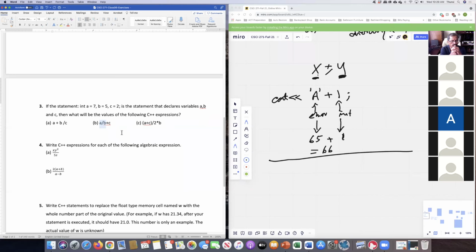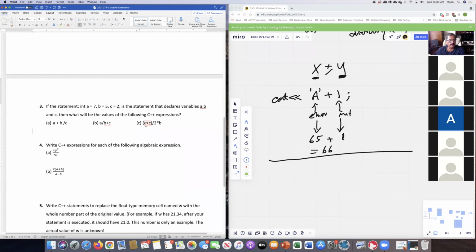Zero. No, wrong. Would it be 20? 20 is right. I think I know what the other student did. You did the multiplication first. That's wrong. The addition is first, and then the division. Only after that, the multiplication. The addition first because there's parentheses.